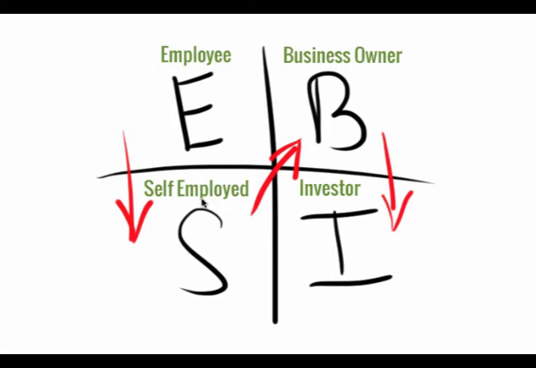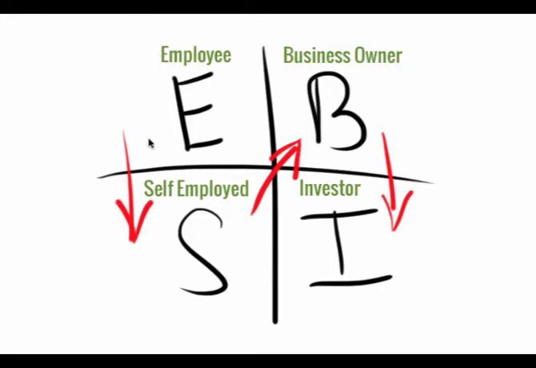So, for example, a dentist who owns his own dental practice is likely a self-employed business owner, where a dentist that owns a dental practice but doesn't work in the dental practice, so he's not filling cavities and checking people's teeth day to day. He owns the business but has other dentists that actually run the day to day. Then that would be a business owner in the business quadrant.